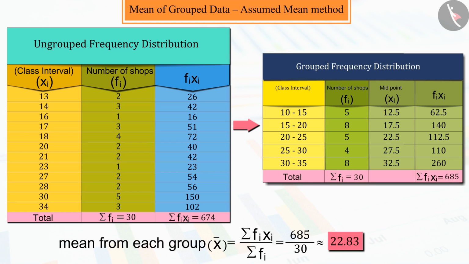But sometimes the values of xi and fi are so large that it becomes difficult to find their product. Also, it takes more time. So can you make the process of finding the product of fi xi even simpler? Come, let's try to understand it with the help of an example.